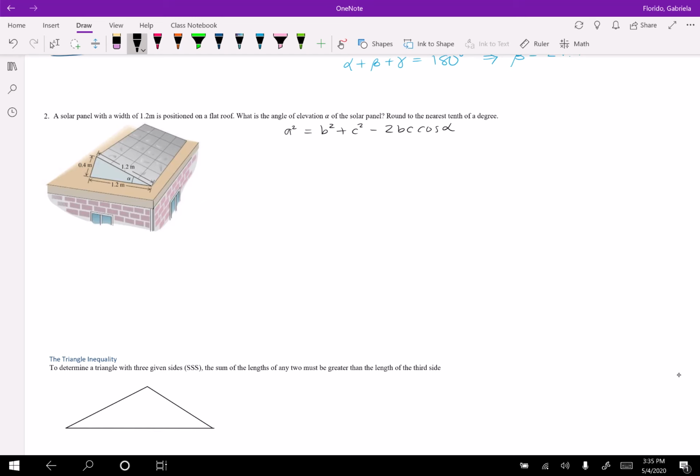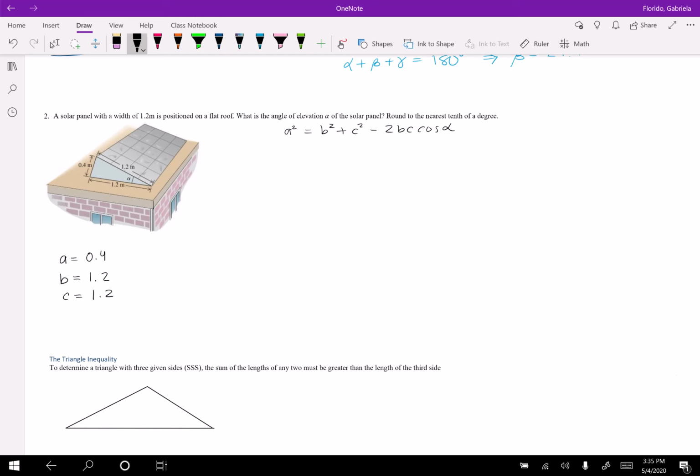So it's going to be very similar to the previous example that we did. If this angle is alpha, then the length opposite of alpha is going to be little a. So little a is equal to 0.4. And the other sides don't matter. And actually, the b and c are going to be the same anyway. So b is going to be 1.2 and little c is going to be 1.2.